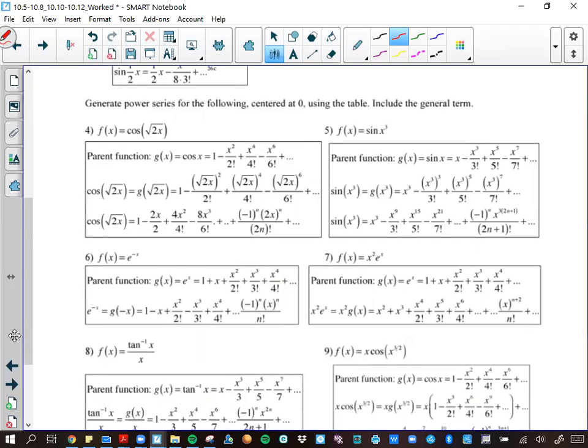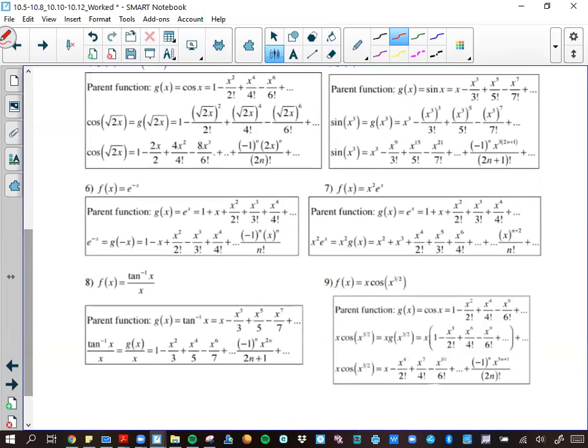Okay? Look at sine of x cubed. You're going to replace wherever you see an x with an x cubed. And then you're going to try to simplify a little bit. Okay, so looking at sine of x, we're going to replace our x with an x cubed. So you're going to replace this x with the x cubed, and then you're going to distribute with the exponents. So that gives you 6n plus 3 over 2n plus 1 factorial. Okay? You see that? Wherever you see an x, you replaced it.